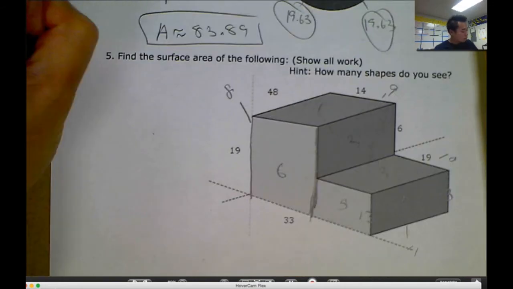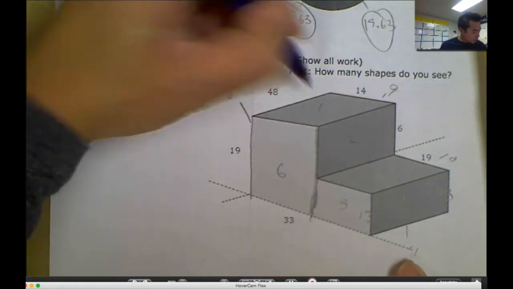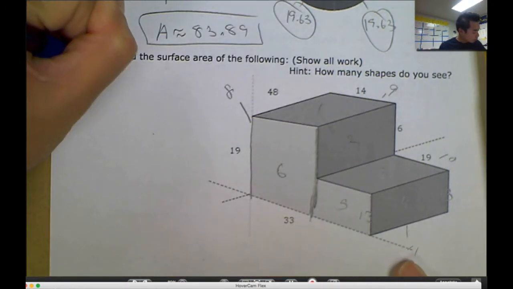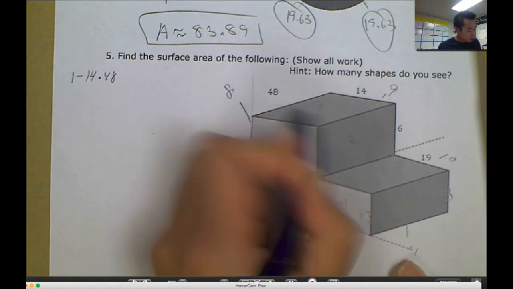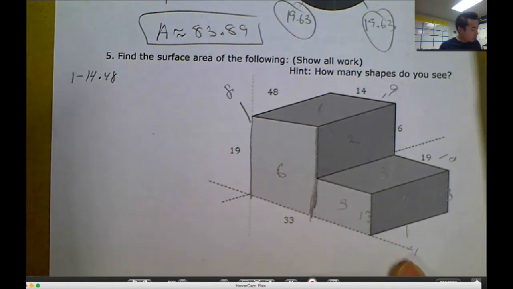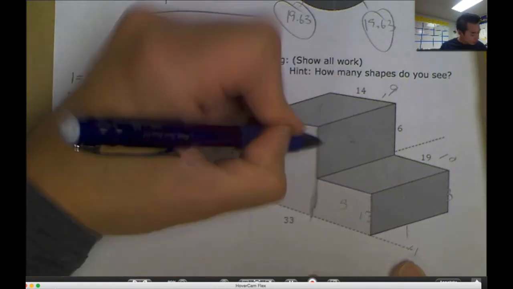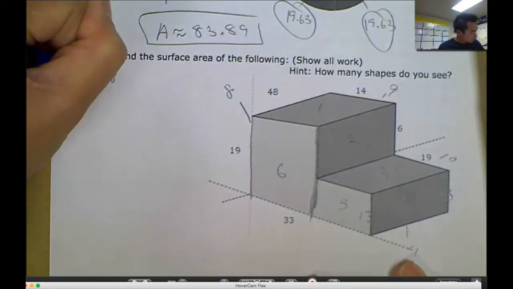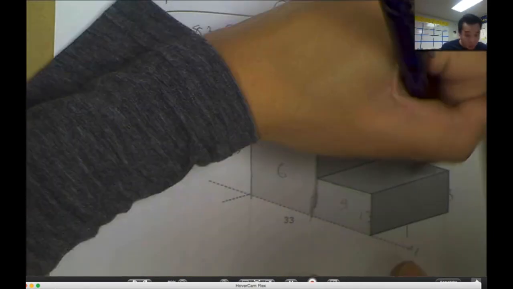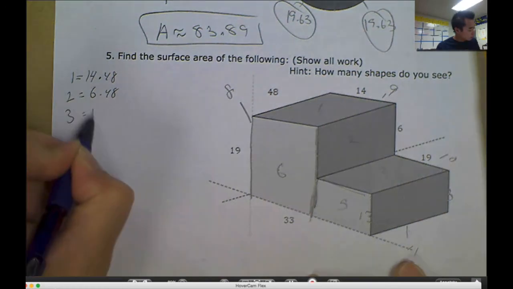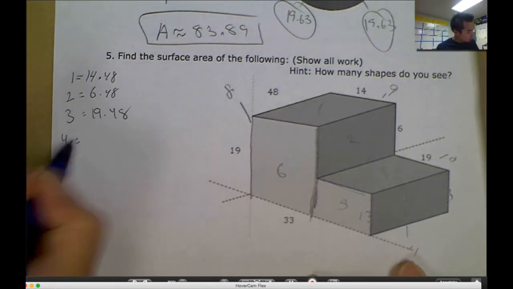Alright, so let's just do face 1. Face 1 is going to be this top part right here. That is 14 by 48. So if this is 48, this must be 48, this must be 48 as well. It's 48 wide. Okay. Face 2 is going to be 6 by 48. Face 3 is going to be 19 by 48. Face 4, that is going to be 13 by 48.